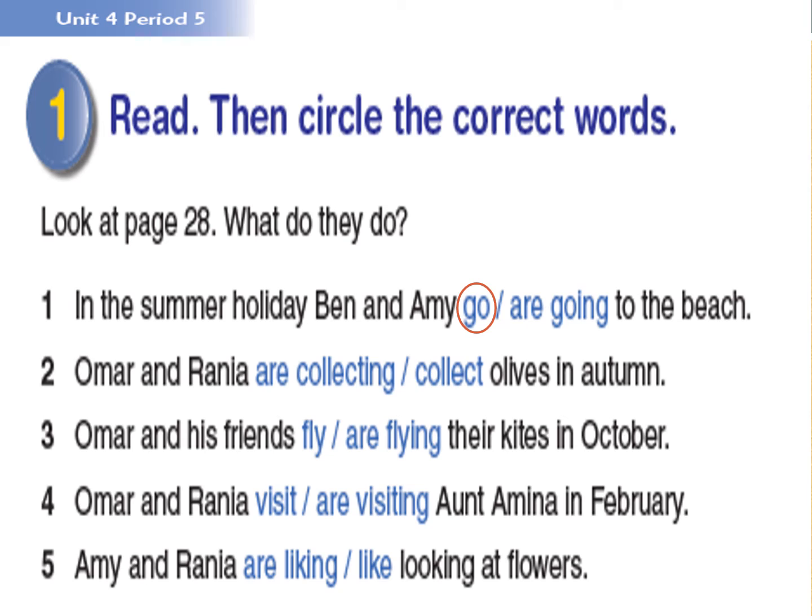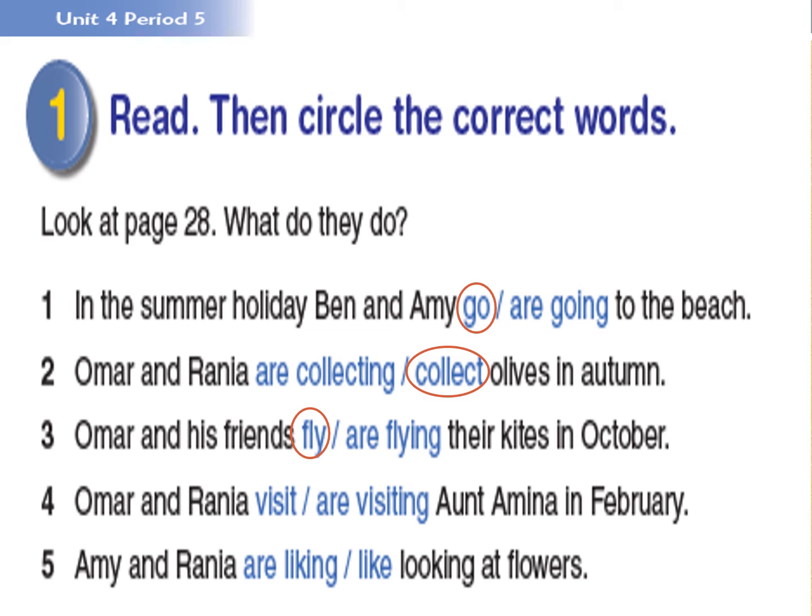Check your answers with me. Number 2, Omar and Rania are collecting or collect olives in autumn. Yes, collect olives in autumn. It is a repeated action. Number 3, Omar and his friends fly or are flying their kites in October. Fly. Omar and his friends fly their kites in October.